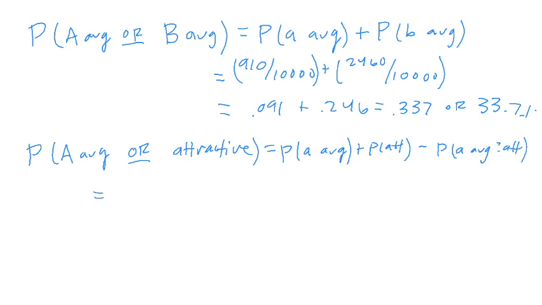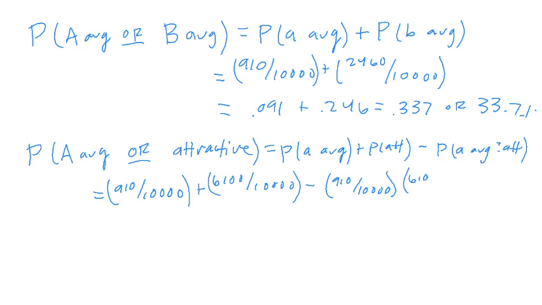Let's give me a little more space here. So the probability of A average, we already got up here, right? That's our 910 over 10,000. And then we also need attractive, right? We already got attractive as well, so we're going to add that in here. 6,100 out of our 10,000 are considered attractive, the data suggests anyway. And then since these are non-mutually exclusive, we need to go ahead and subtract the probability of these two things happening together. So we have kind of an and rule embedded in here where we're going to multiply these two together.